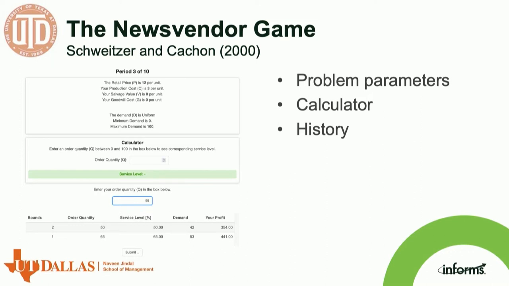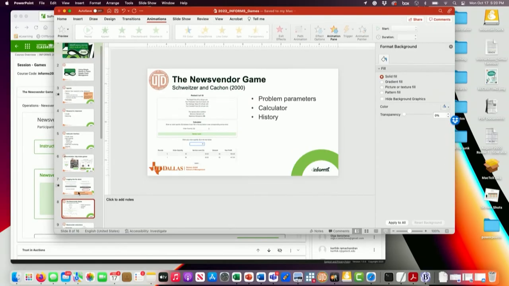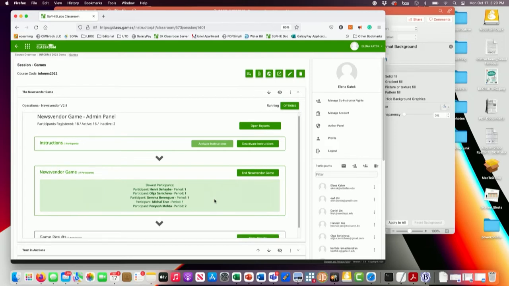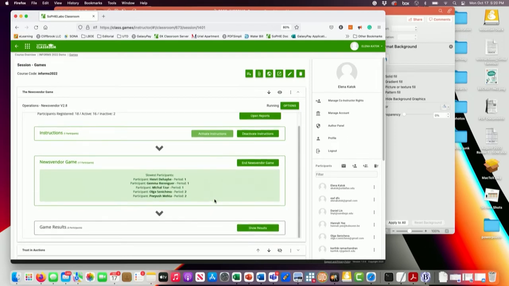Every round, it's showing history here, right? After you've played a few rounds, you can see what demand draws you got, what orders you placed, and the profit you made and so on. As an instructor, I can see where people are here. Now it's telling me there are 17 people playing.